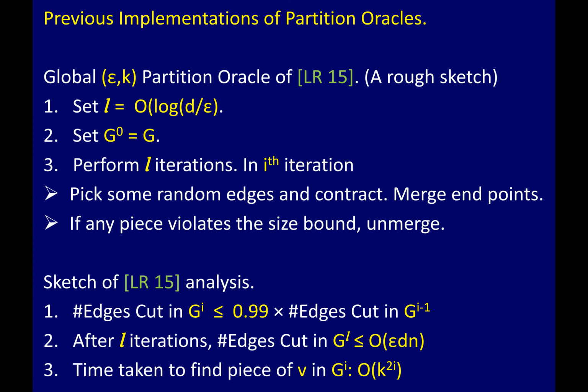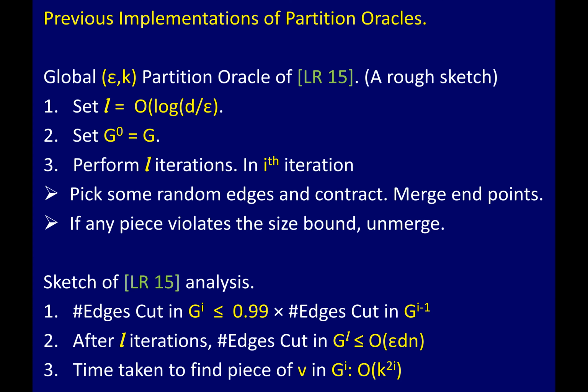I'd now like to make the following note. It does not appear that their approach is extensible to obtain poly in 1 over epsilon time partition oracles. Your pieces have to have size polynomial in 1 over epsilon. And in order to get poly 1 over epsilon time partition oracles, you want to make L significantly smaller than log of 1 over epsilon. That does not appear possible because the pieces have to have size polynomial in 1 over epsilon. So it seems that you do need new ideas.